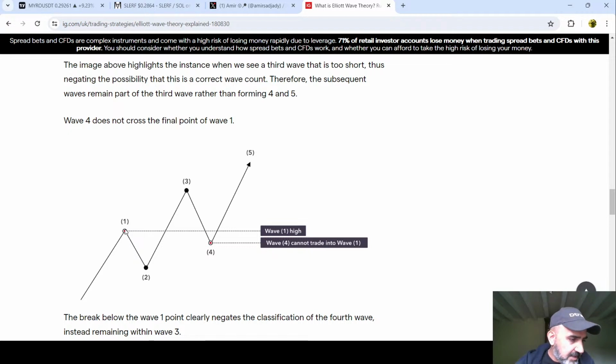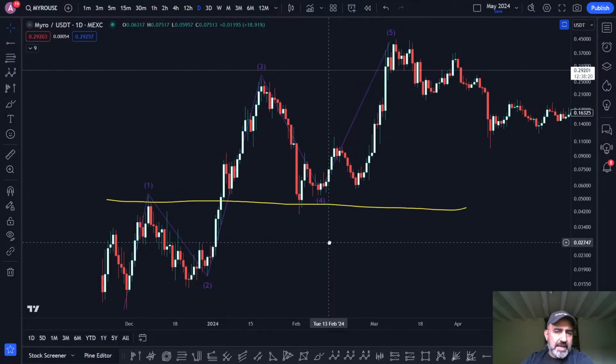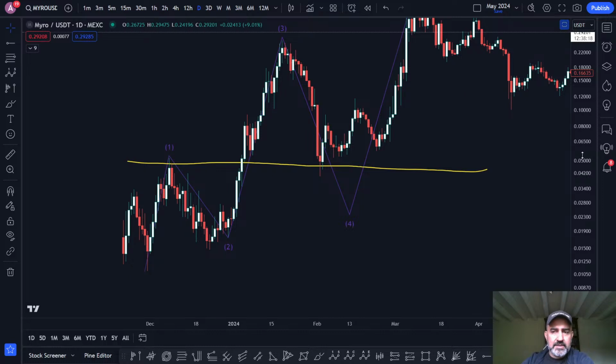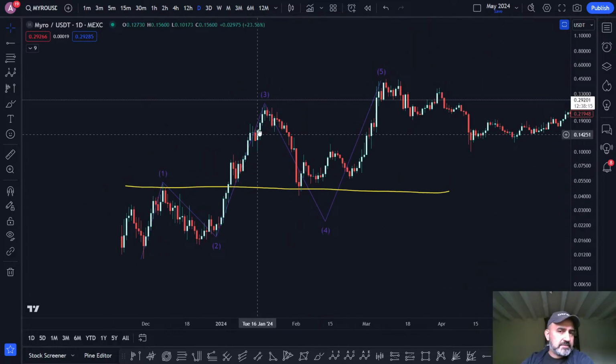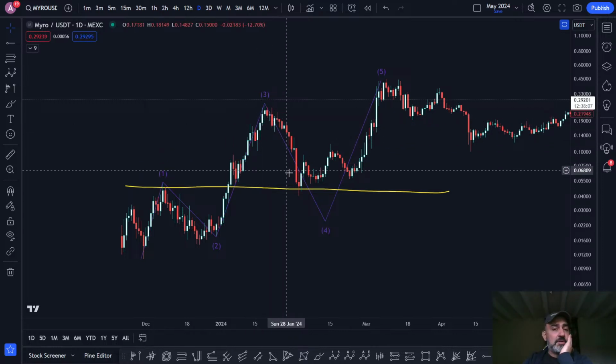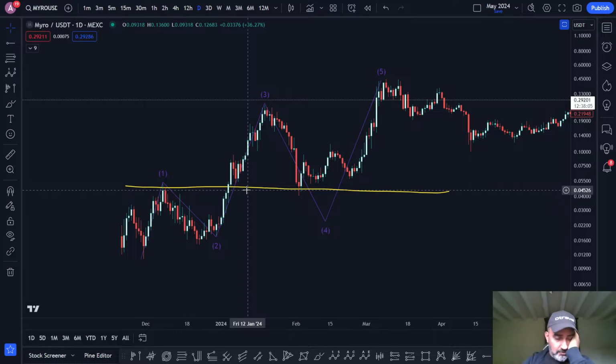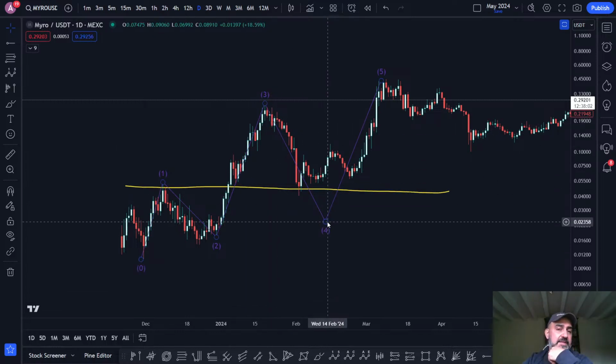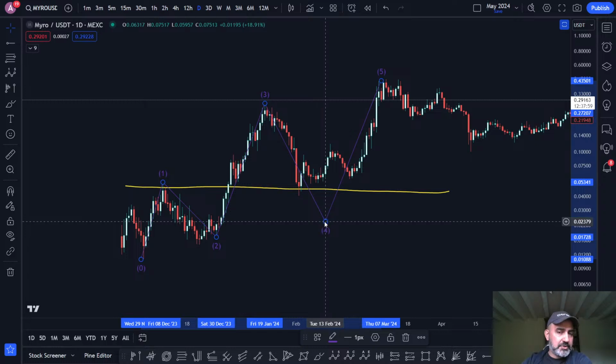So if you look at this, once you put in the top of the 1, you put in the 2, you go up to the 3, then the 4, you see here, it can't come underneath the top of the 1. So on Myro the dog, if this 4 had come all the way down to here, guess what? This wasn't the 3. That can't be the 3 then, because then this can't be the 4, because the peak of the 4 can't come underneath the 1. That's the rule.